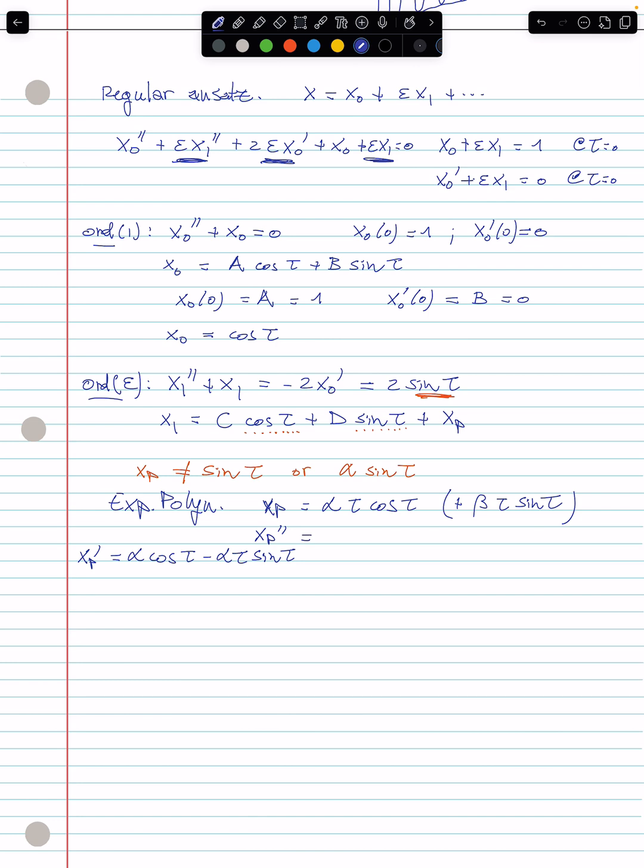So we have minus derivative of alpha cos tau and derivative of this. So we have minus alpha times the sine of tau. Then once more, so we have minus twice alpha times the sine of tau, and then minus alpha multiplied by tau and the cosine of tau. All right, so that when we add xp and xp double prime, we see that this and that, they disappear. All right, they cancel each other.